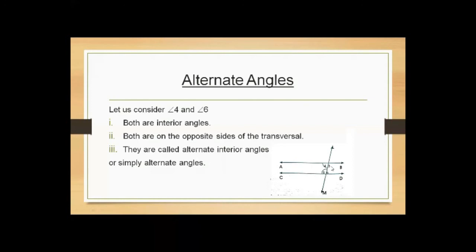Similarly, students, as you see, angle 3 and angle 5 are also alternate angles, but here we take pairs of angles, not a single angle.